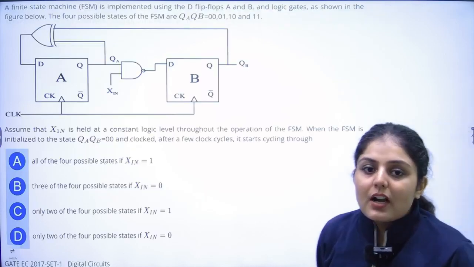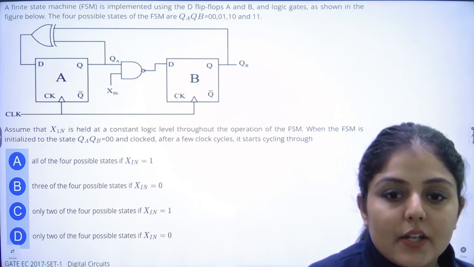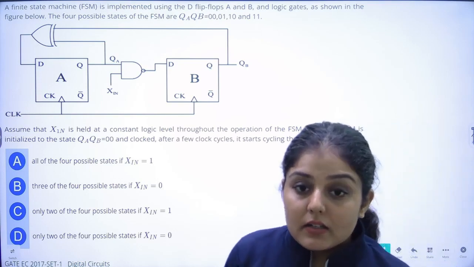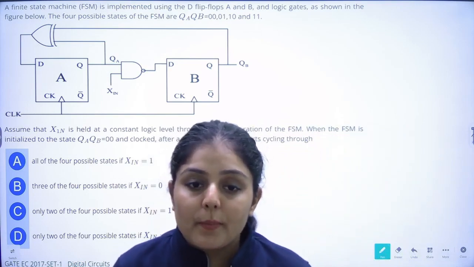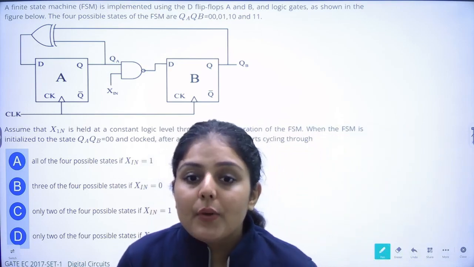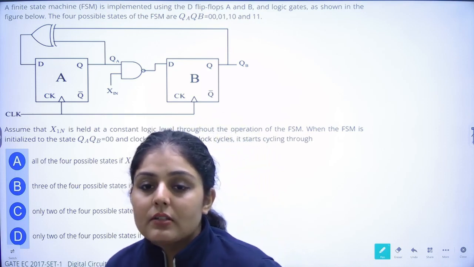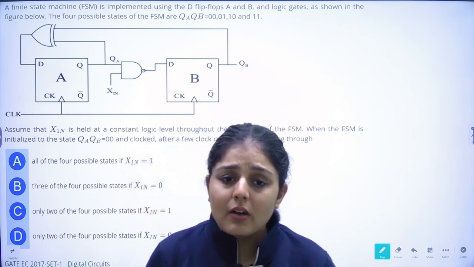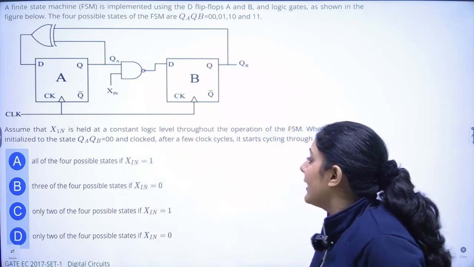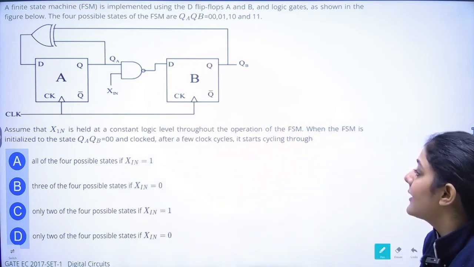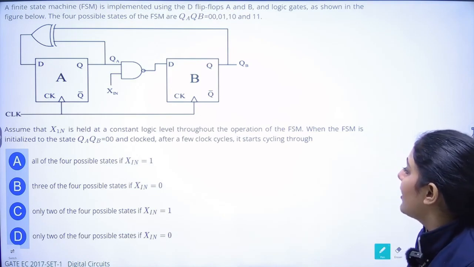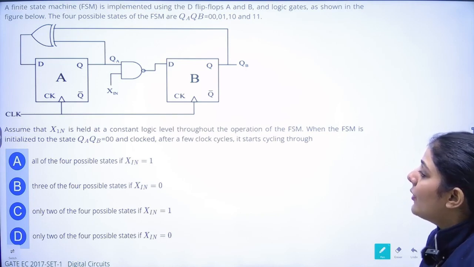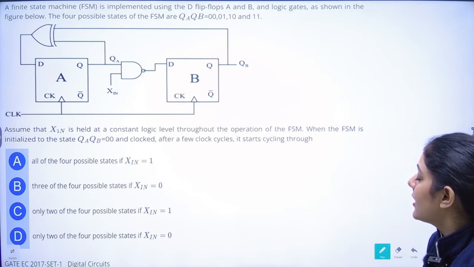Next question. A finite state machine is implemented using D flip-flops A and B, and logic gates as shown in the figure below. The 4 possible states of the FSM, QA QB, are 00, 01, 10 and 11. Now they are saying to assume that X1n is held at a constant logic level throughout the operation of the FSM. When the FSM is initialized with QA QB as 00, and clocked, after a few clock cycles it starts cycling through.